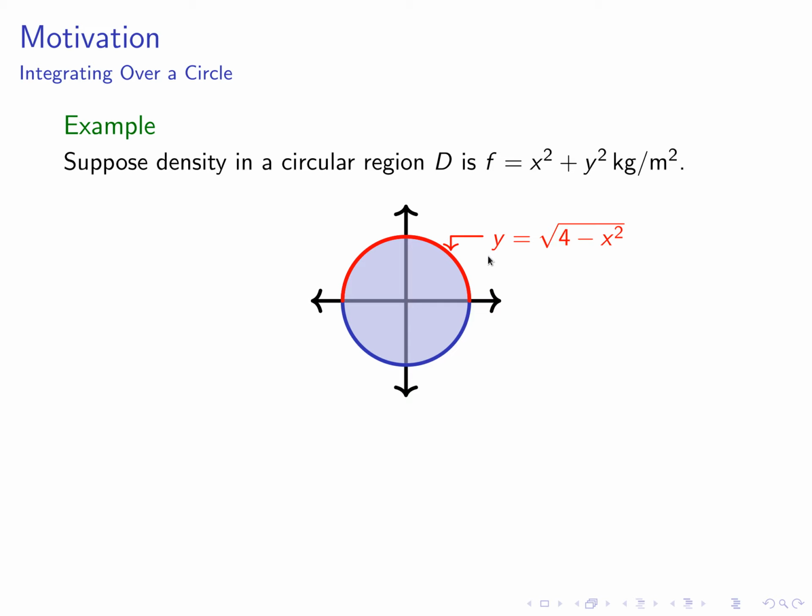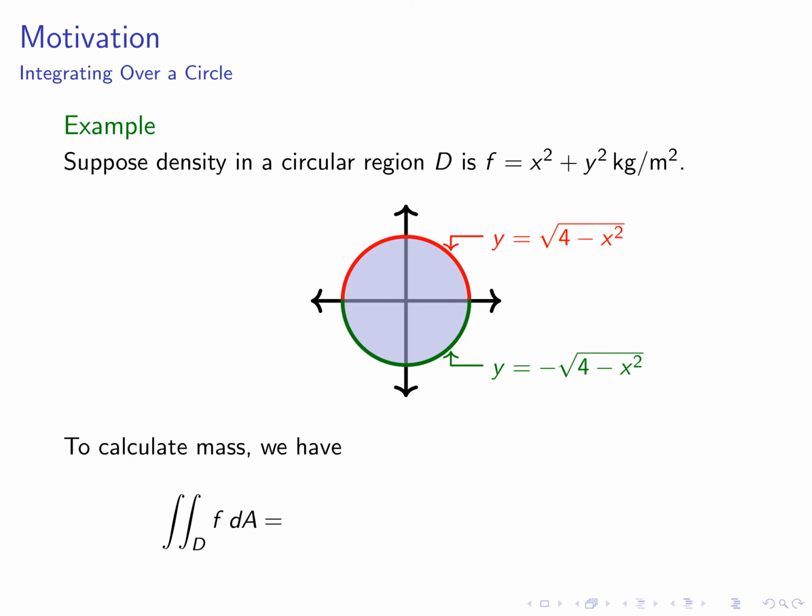So the idea here is that if we were to do a double integral, we could do this double integral with one iterated integral. There is a bottom part of the region, which is y equals negative root 4 minus x squared. And there's also a top part of this region, which is y equals positive root 4 minus x squared. So to calculate mass in this scenario, we don't need multiple iterated integrals. We can set this up with one iterated integral.